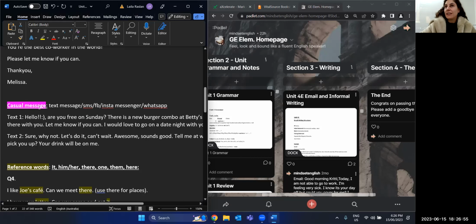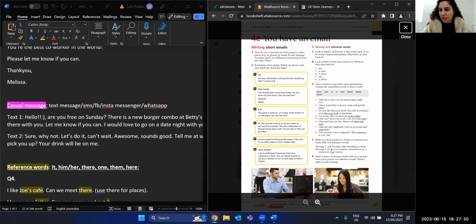So it could be a text message between Mariana and Alexandria. They can write a message to each other about something like, hey, let's do something this weekend. What do you feel like doing? I feel like going to the beach. Do you want to come? Whatever. Okay, so one email and one casual message. You don't have to follow number 5 in the book. You can just write your own. So don't worry about the instructions.